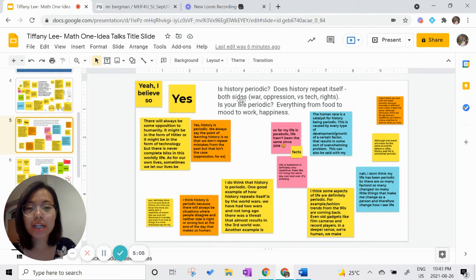Is history periodic? And as you can take a look at some of my students' answers, they talked about wars. So, for example, one good example of how history repeats itself is by the world wars. We had 2 wars, and not long ago there was a threat that almost resulted in a 3rd war. So we talked about wars happening, and we also talked about prison camps, how there's still some prison camps going on.